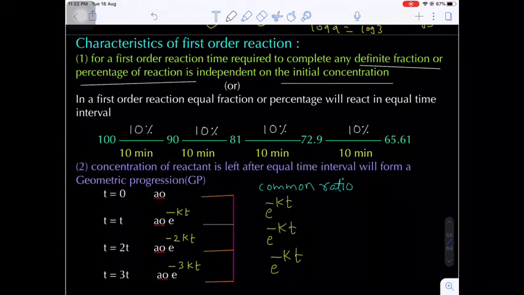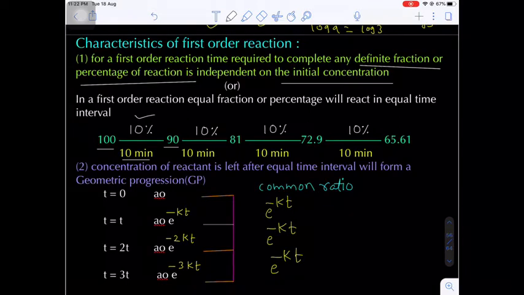That means in a first order reaction, equal fractions or percentages will react in equal time intervals. Let's suppose we initially take 100 moles per liter of the reactant, and 10% of the reaction is completed in a time interval of 10 minutes. That means, of 100 molar, 10% is 10 molar, so 10 molar will be completely consumed and the remaining will be 90 molar.